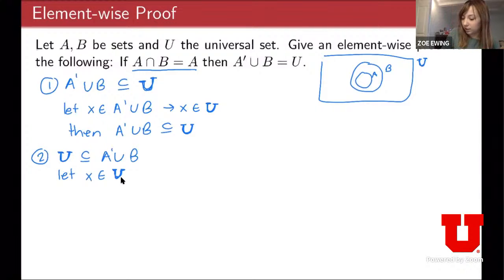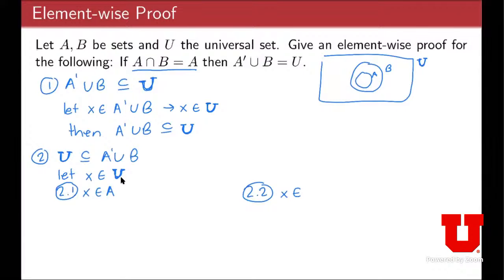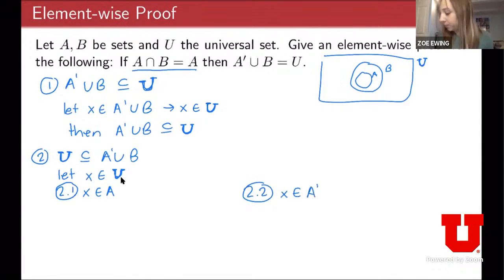All right, so let's do our first one, which is that X is in A. And in 2.2, what set does X need to be in that, without a doubt, will fill up the rest of the universe? A complement. Yes, X is in A complement. So let's start with if X is in A, and we're trying to show that it is in the set A complement union B.